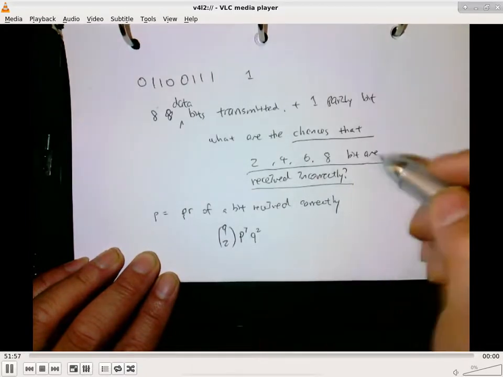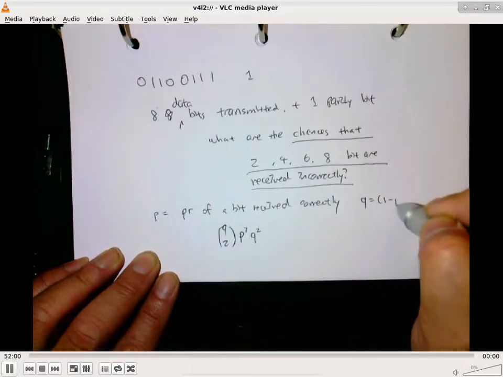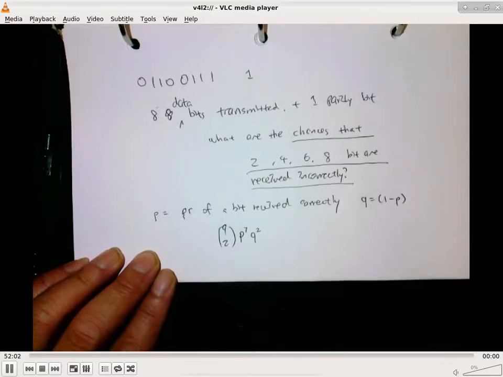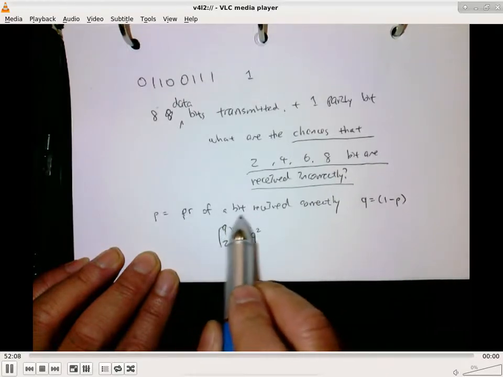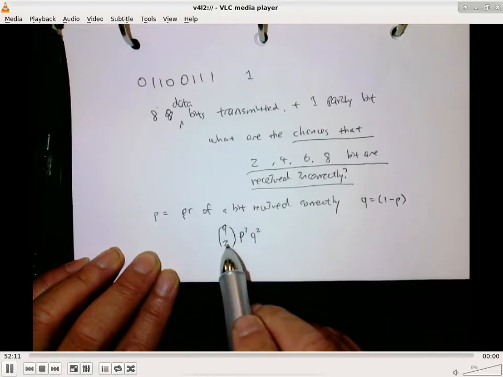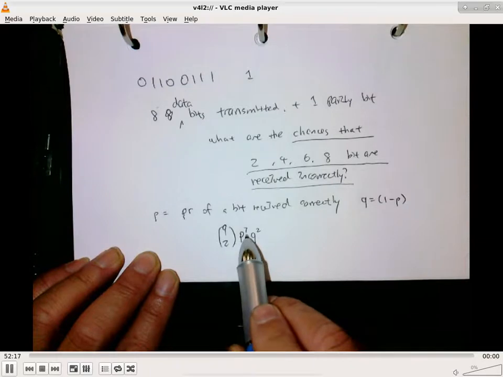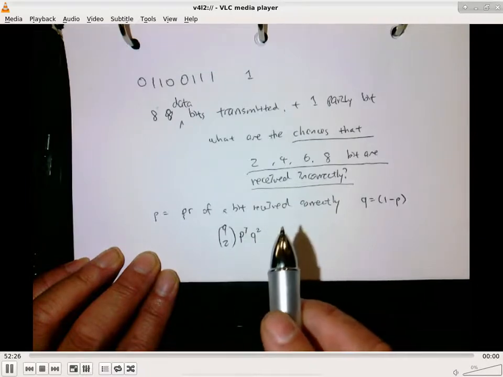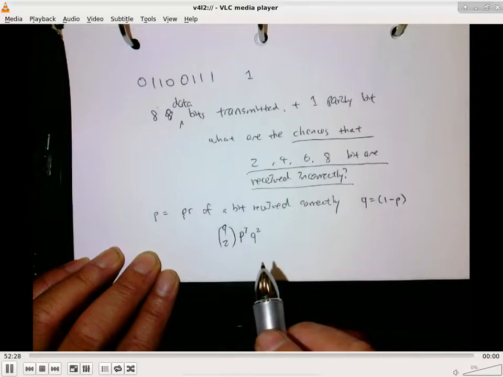Oh, well, okay, let's define Q. Q is 1 minus P. There we go. Should it be P to the power of 2 and Q to the power of 7? No, because P is the probability of a bit received correctly. 9 choose 2 is 9 bits, 2 are received incorrectly. So we have 7 bits received correctly. I'm just going off of the formula you gave us, the M choose N, P to the N, and Q to the M minus N.